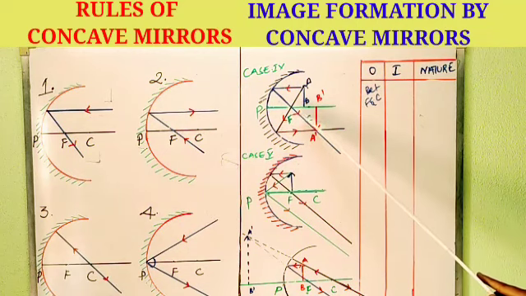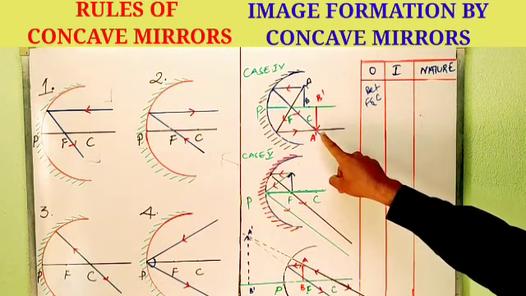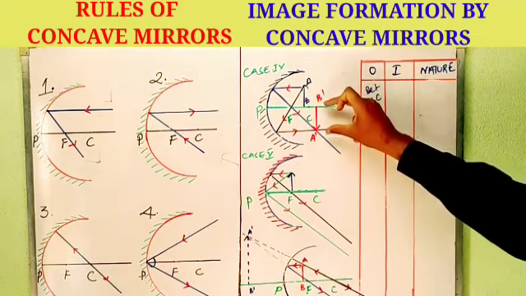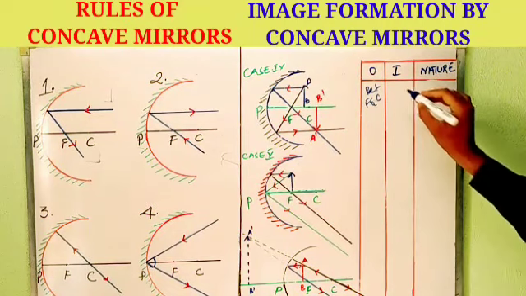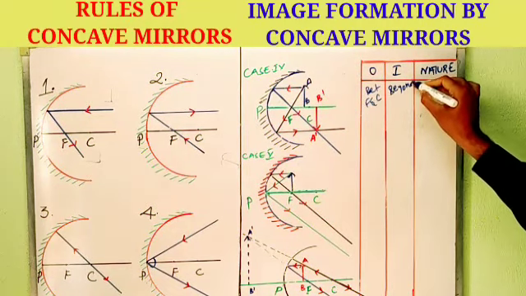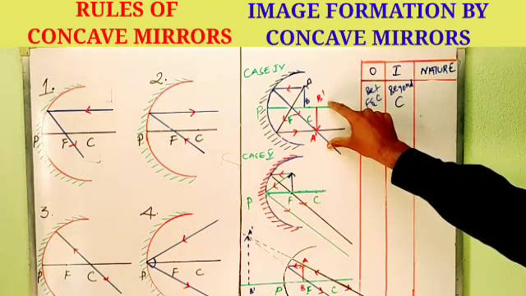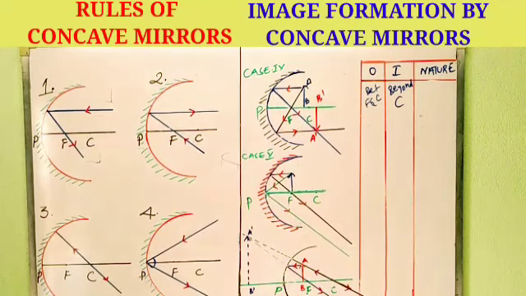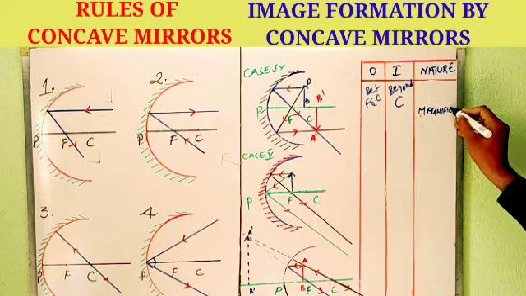This is the reflected ray and this is the reflected ray. Both the reflected rays are meeting at a point. Here the image is formed and this point is beyond C. So where is the image formed? Beyond C the image is formed. Now if you observe the size of the object as well as the image, the size of the image is bigger than the size of the object. If it is bigger, we write that it is a magnified image.